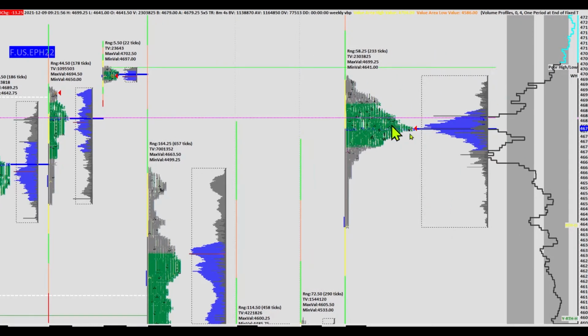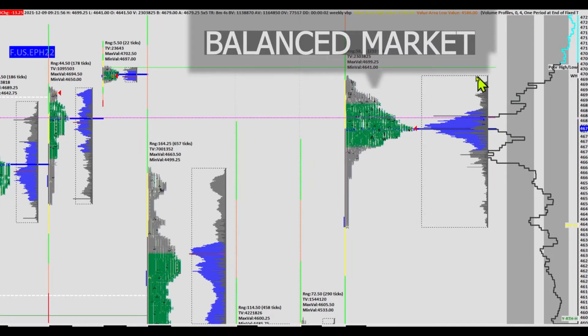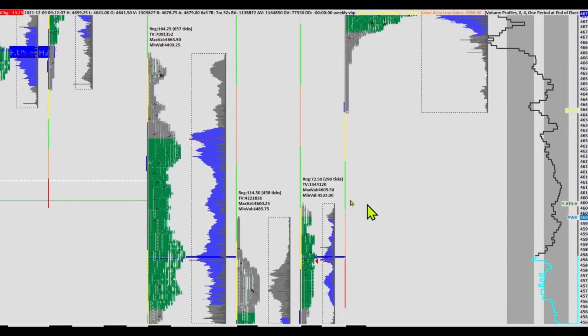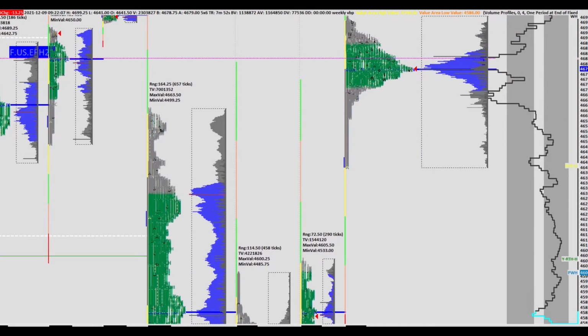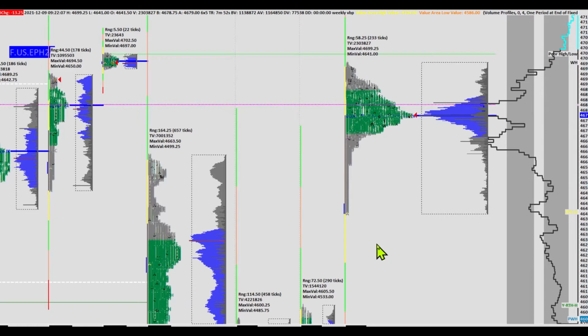First bias is probably to continue staying in the balanced mode here. We also have a gap up that occurred after December 6th here, so this gap has not been filled. So this is kind of stuff that I look for within market profile and also the context here.